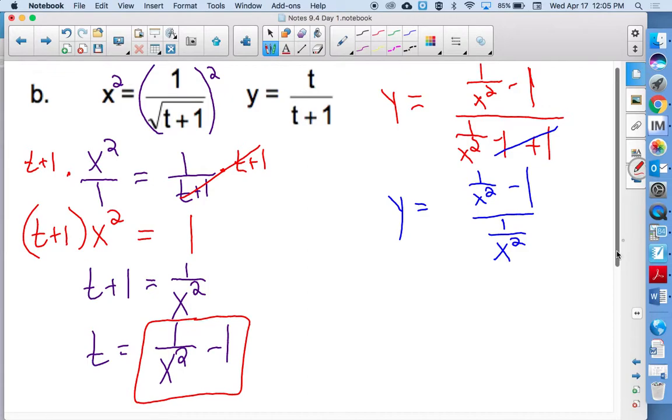How would you simplify that? Considering to get the fraction out of the bottom, you have to multiply by the reciprocal. Could you first on the top make the negative 1 x squared over x squared? Yeah, so you're subtracting 1, trying to get a common denominator. So negative 1 becomes x squared over x squared. So that means we have a 1 minus x squared over x squared. On the bottom, we still have 1 over x squared.